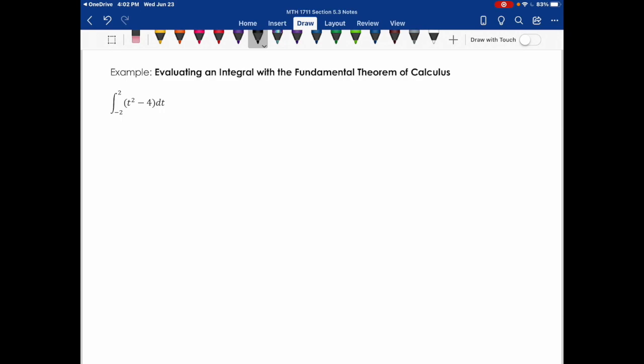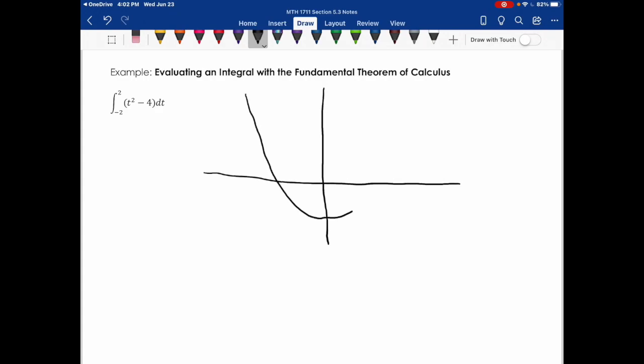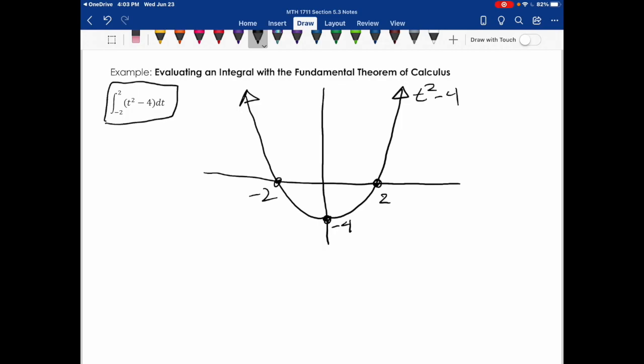So we have an integral from -2 to 2 of t squared minus 4. Now, when we look at the graph of t squared minus 4, it's a nice simple graph that we're familiar with. It's just a quadratic. It's concave up because the leading coefficient is positive. My x-intercepts are at -2 and 2. Those are my zeros. And then my y-intercept is going to be at -4.